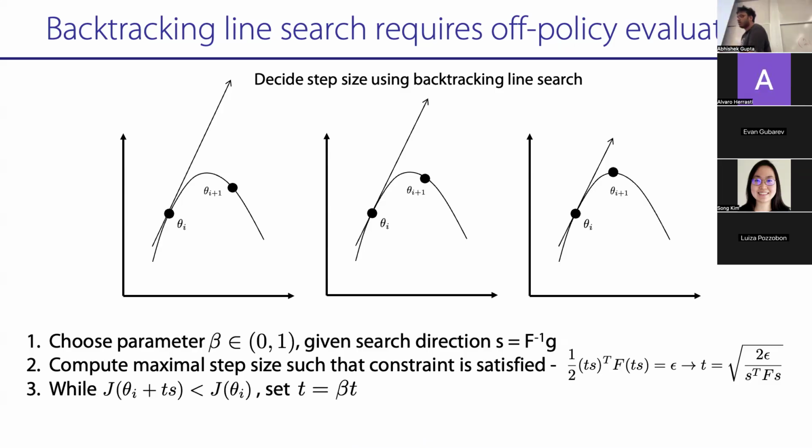And then you are going to say that while your evaluation, which we'll talk about in a second, of theta i plus tS is less than J of theta i plus some alpha, some threshold you want to improve by, you're going to keep reducing your step size by some multiplier beta. You're going to reduce it, evaluate it, reduce it, evaluate it, till you find an ascent. All that backtracking line search does is help you choose something so that you're not stepping too far.